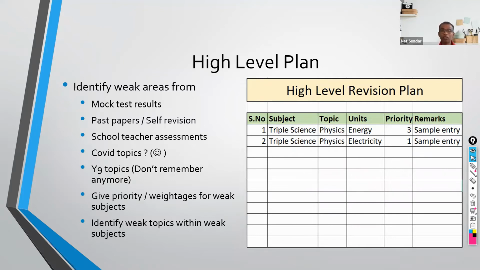You didn't learn properly. You didn't do the revision properly on specific areas. Maybe when you're trying to work it out on a past paper, when you did your self-revision in the past, you might have identified some areas. Maybe the school teacher has come up with some recommendation for you.